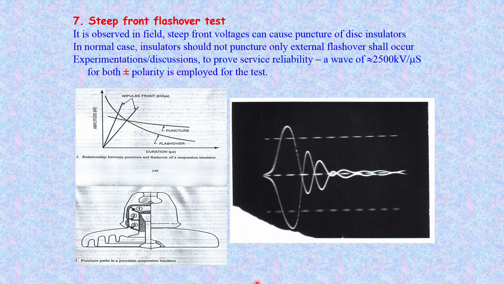So, the external flashover could occur, and to prove the service reliability, particularly for very steep fronted impulses, a wave of 2500 kV per microsecond is normally recommended by the standards, for both polarities, the positive polarity as well as the negative polarity. A wave of 2500 kV per microsecond is prescribed, where all the insulators have to be applied with these steep fronted pulses, and it has to be verified whether they can withstand this stress.